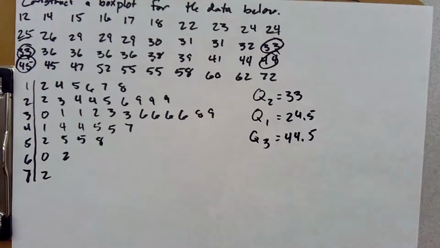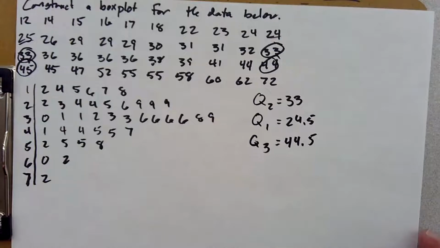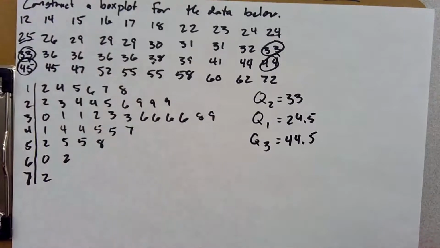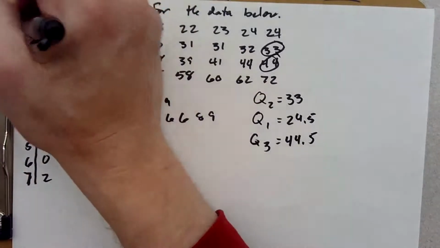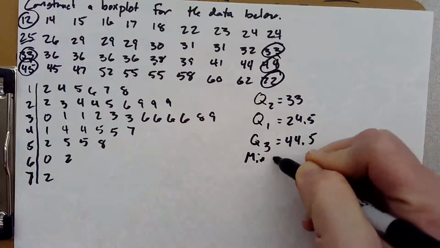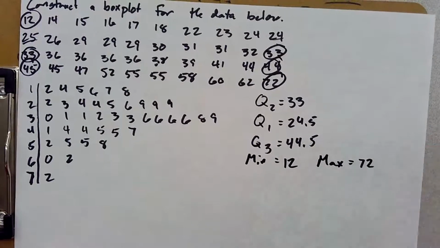Honestly, I don't know why we set up that stem and leaf display. That's just the way the book is doing it, and I like just going from this better because the values are already arranged in exactly the form we need. We've got the minimum and the maximum: the min is 12, and the max is 72.